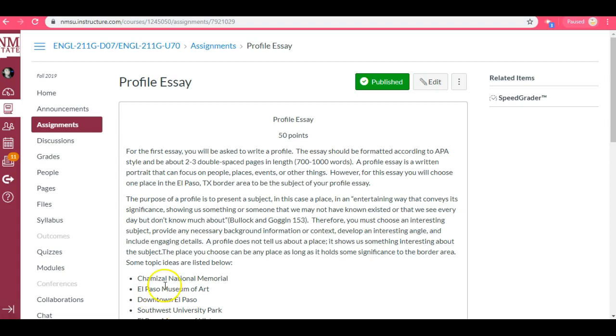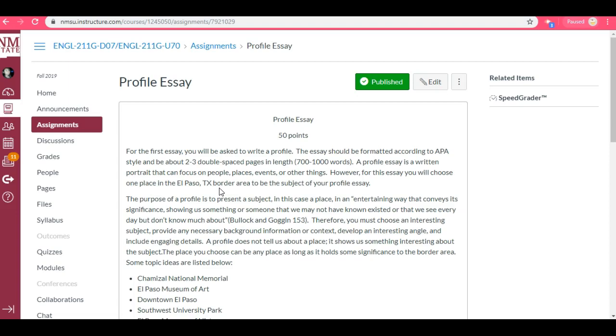So the first thing you want to do is go ahead and read the instructions. Once you read the instructions, it'll let you know how many points the essay is worth, which is 50 points, and that the essay should be about 2 to 3 pages double spaced, which is the equivalent of about 700 to 1,000 words.